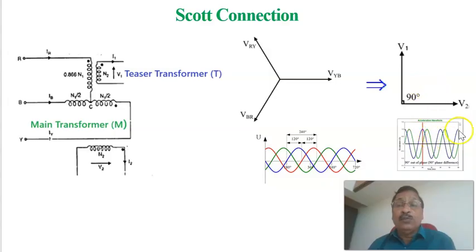Therefore, this is the waveform of the output of the main transformer and teaser transformer. It is a 2-phase output, and this is the 3-phase input at the input of the Scott connection. So 3-phase to 2-phase conversion is done by this method of connection, the Scott connection.